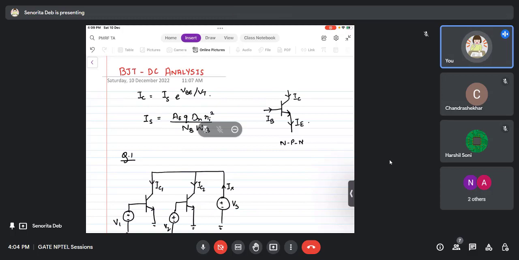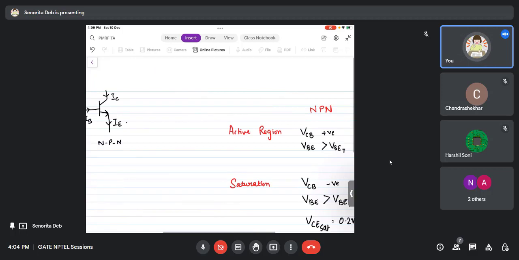So I am considering that you already know BJTs, bipolar junction transistors, and I will give a quick overview and then I will start with a few questions that I think can be important from GATE point of view. I haven't taken any GATE previous year question, but I have taken questions from a standard book, and I think similar questions can be framed in GATE. If you are able to solve these questions, then you will be able to solve the previous year ones also. Okay. So let's have a quick overview first.